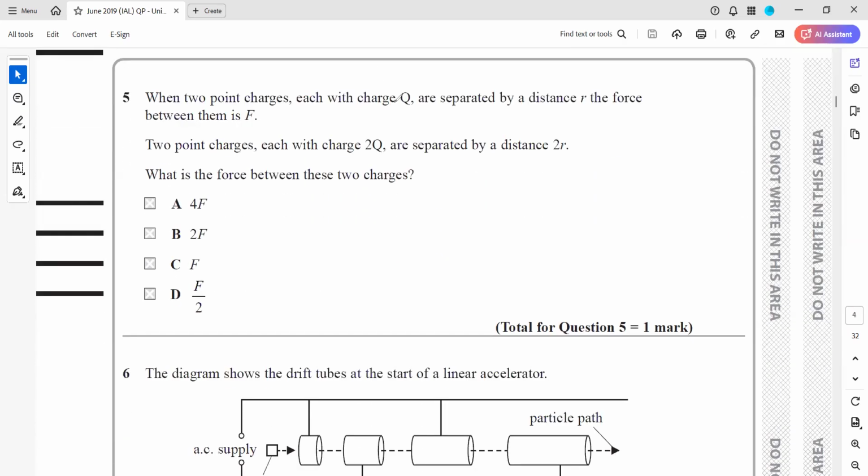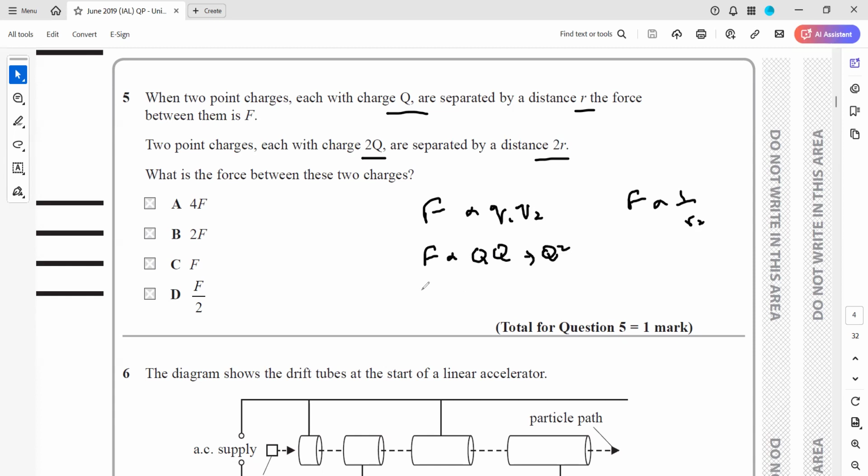Two point charges, each of charge Q, are separated by distance R. Two point charges, each of charge 2Q, are separated by distance 2R. What is the force? The force is directly proportional to the product of the charges and inversely proportional to the square of the distance between them. So first, when the charge was Q, the product was Q square. Now when the charge is 2Q for each of them, the product is 4Q square. So the force will increase by a factor of 4.